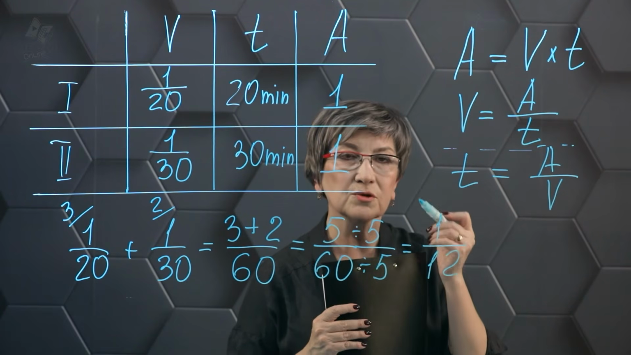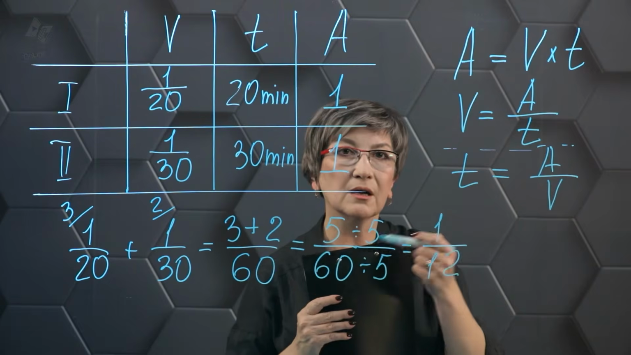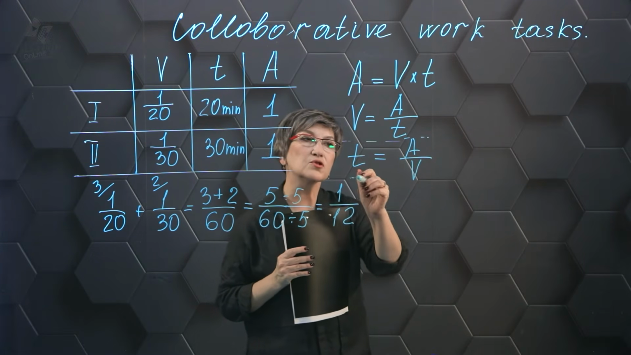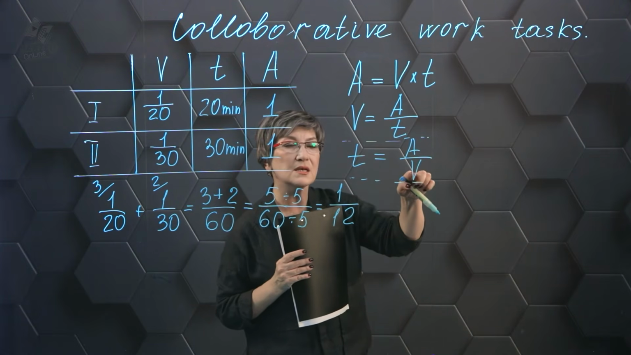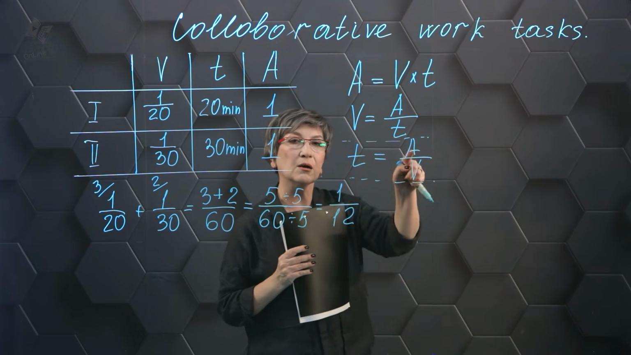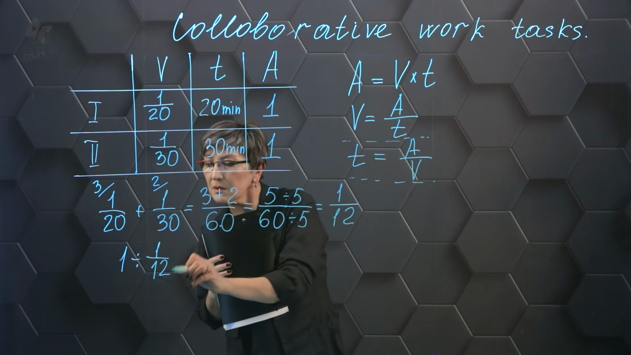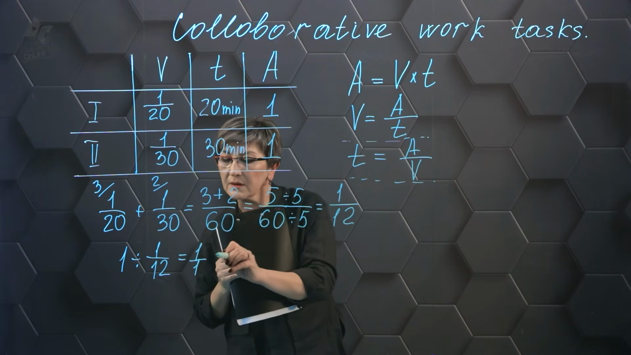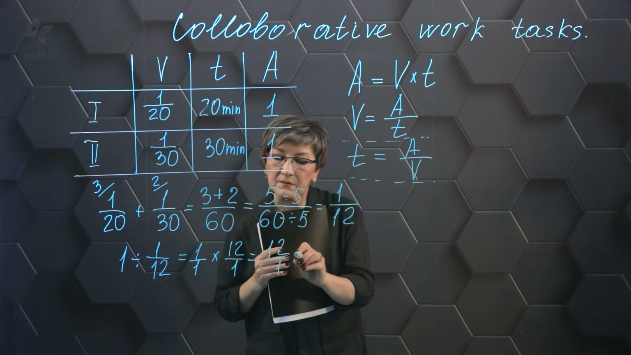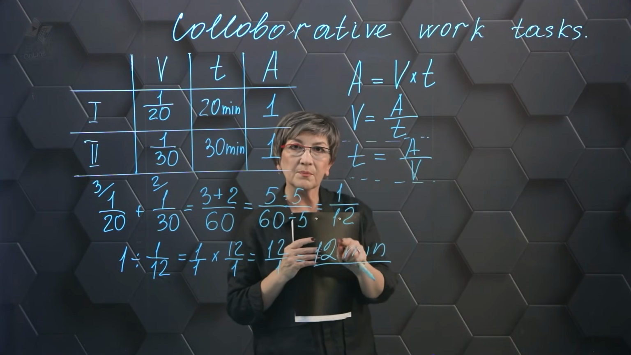1/12 is the productivity of 2 workers to do our job. But in the problem, we need to find the time. To calculate the time, we need to divide the work by the productivity. Total productivity is 1/12. Work is 1. Then 1 divided by 1/12 equals 1 times 12, which equals 12 minutes. In 12 minutes, they do the work together.